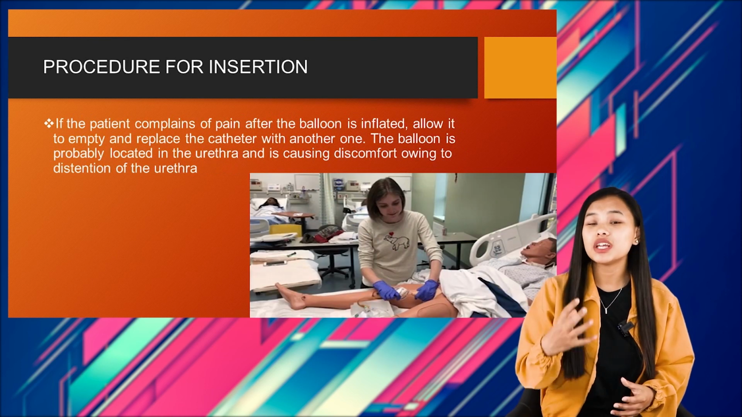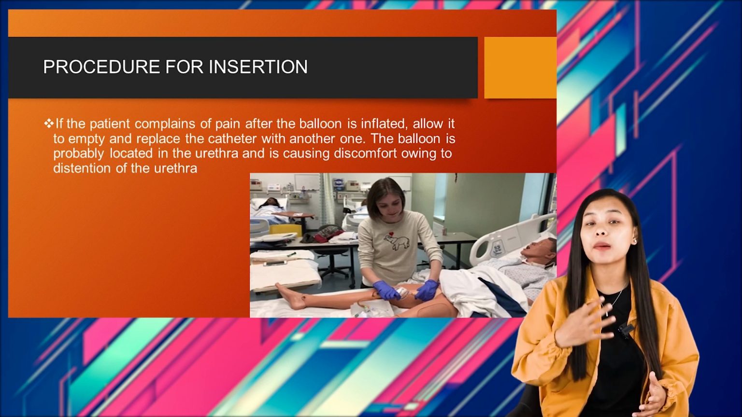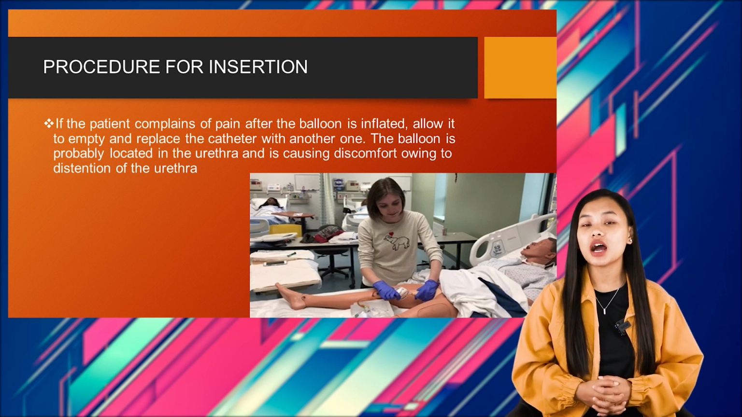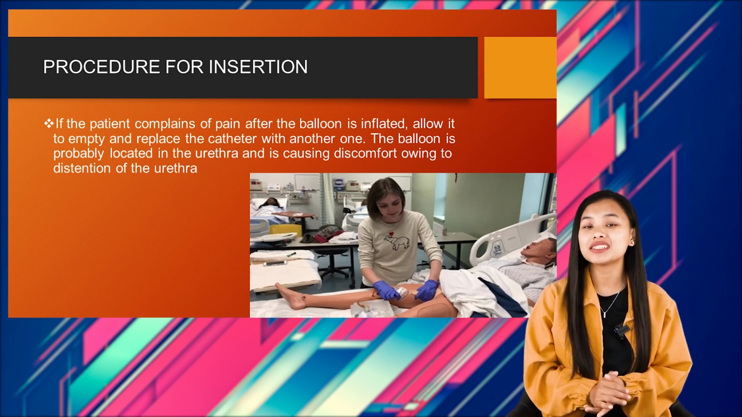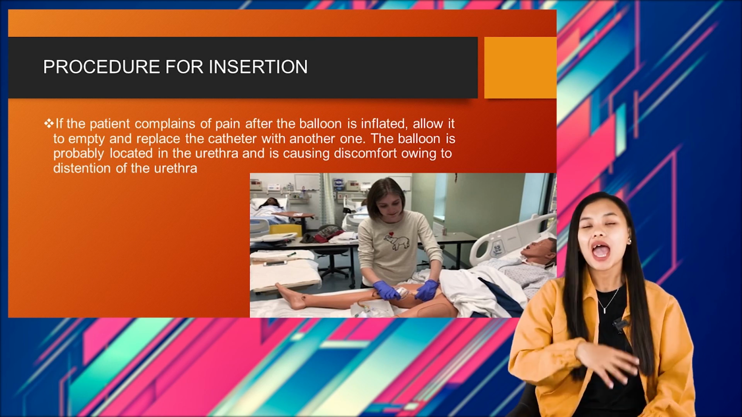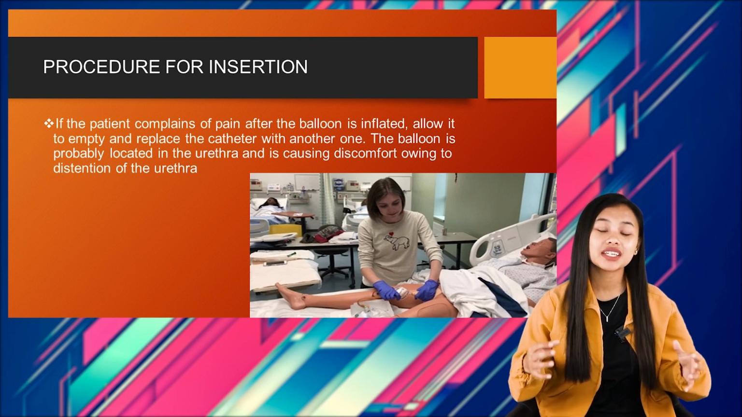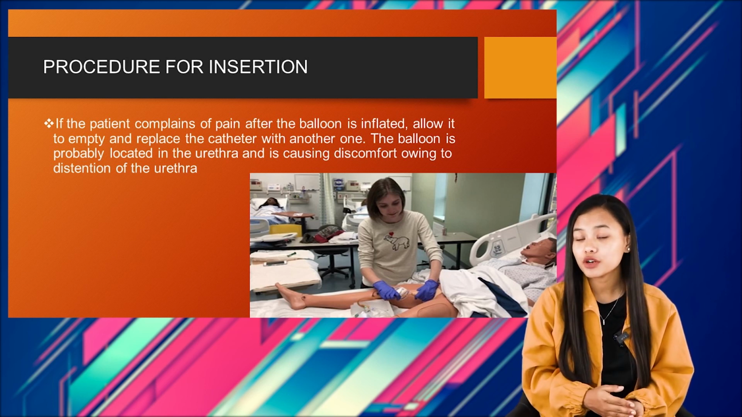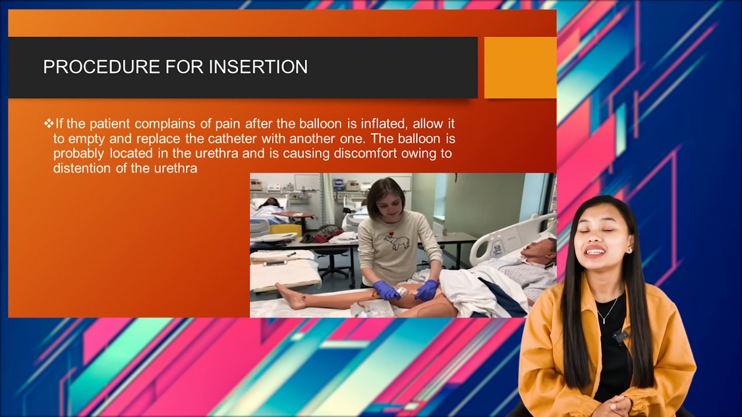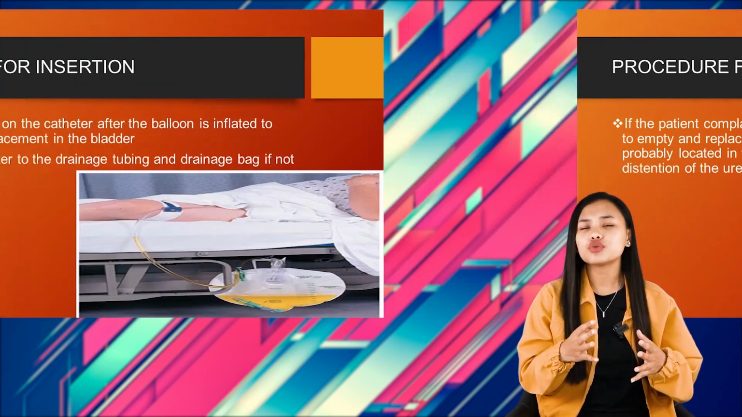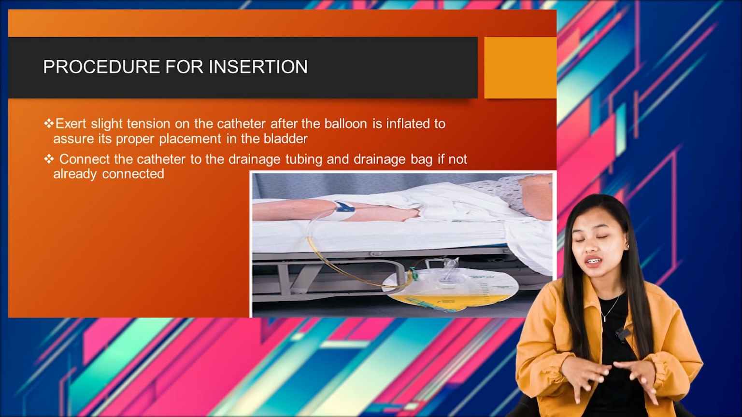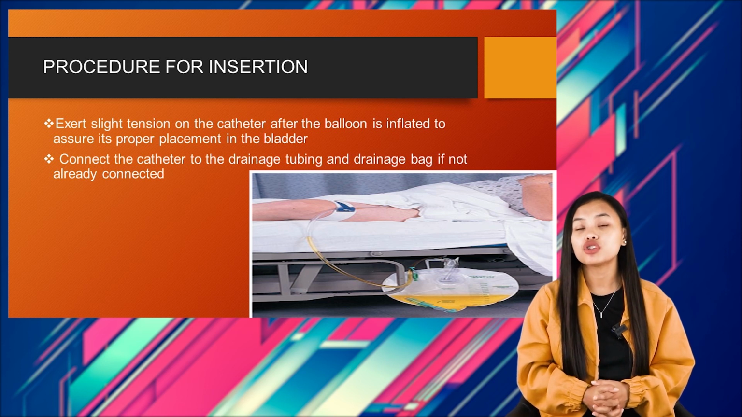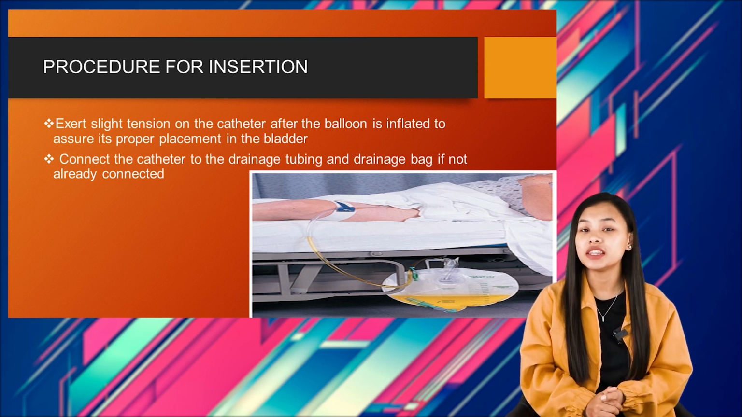Once the balloon is inflated, if the patient is complaining of pain, then we must allow it to empty and replace the catheter with another one. And since this balloon will be placed in the urethra, some patients may experience discomfort, which can also lead to distension of the urethra. So it is very important that we exert slight tension on the urethra after the balloon is inflated in order to assure its proper placement in the bladder.